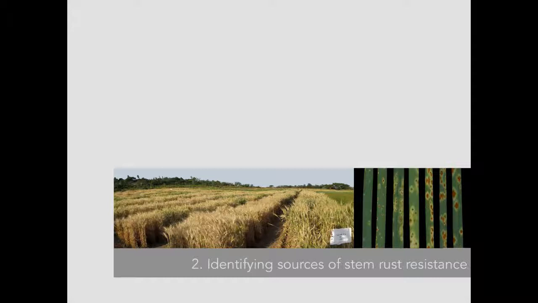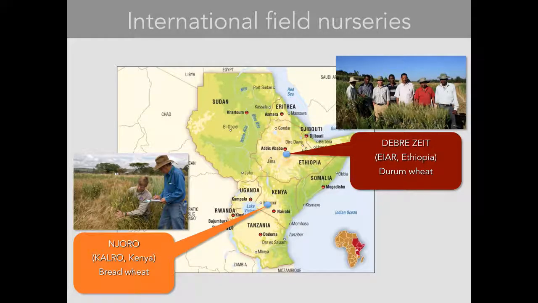So let's move now to the second component of my research, identifying sources of stem rust resistance. Before that, I would like to introduce you to the 2 international screening nurseries that were established in East Africa under the BGRI and DRRW project. The first one, and maybe the most well-known, is the one located in Njoro, Kenya.